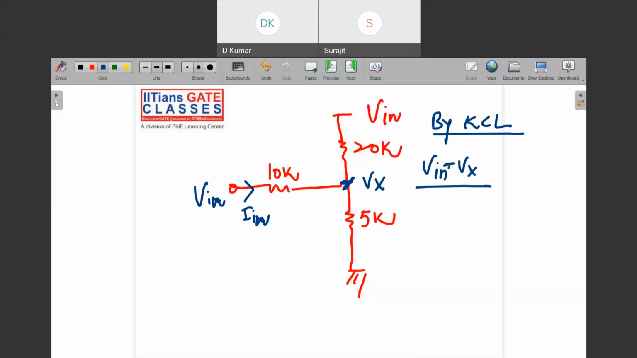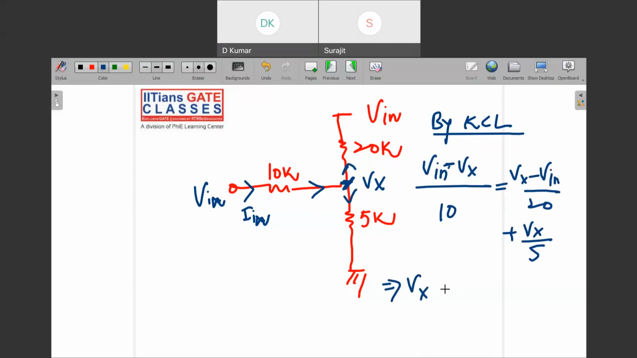upon 10 is equal to, this current is coming here and this current is going, so coming equal to outgoing. So Vx minus V in by 20 plus Vx by 5. From here you can find the Vx. If you calculate Vx, we will find Vx as 3V in by 7.